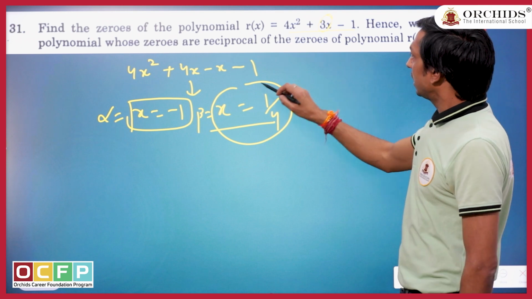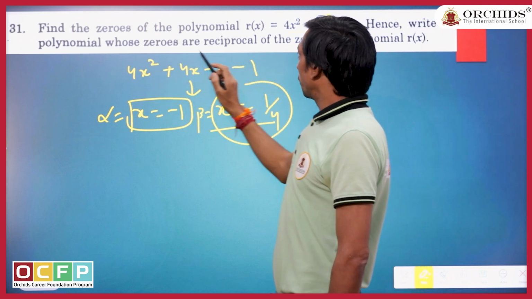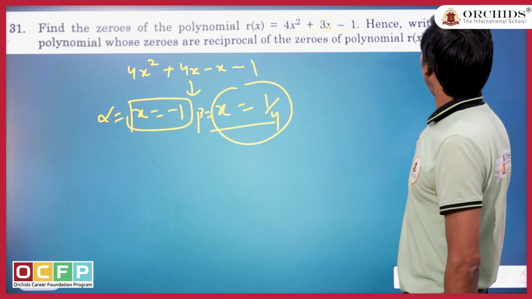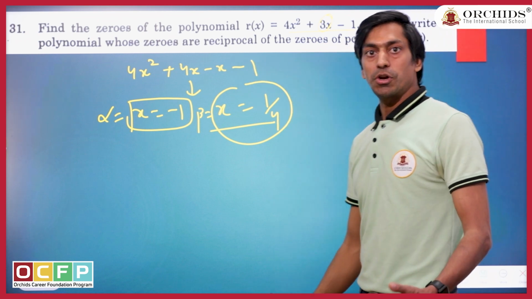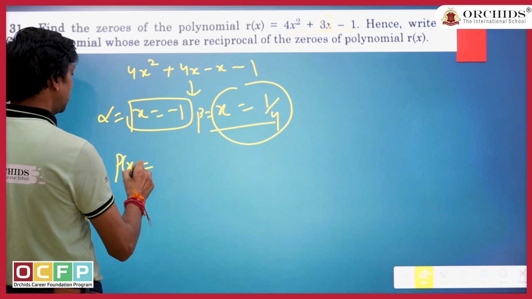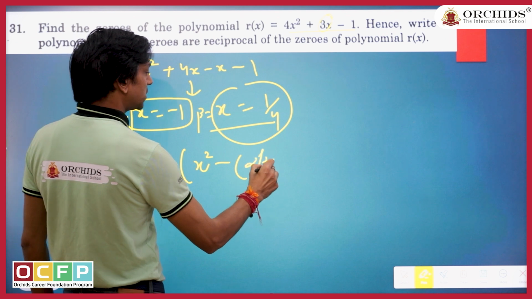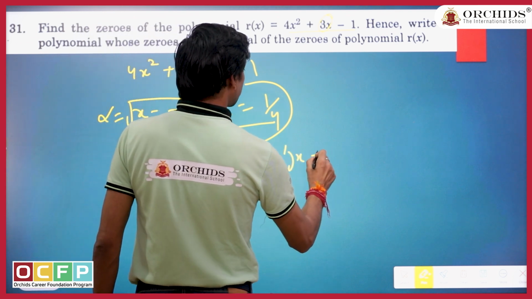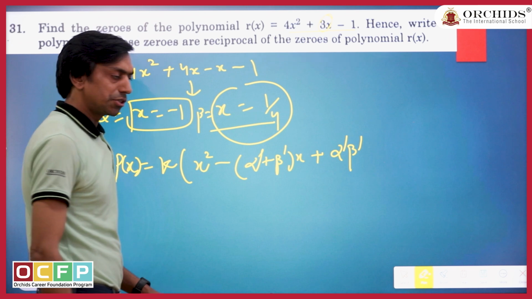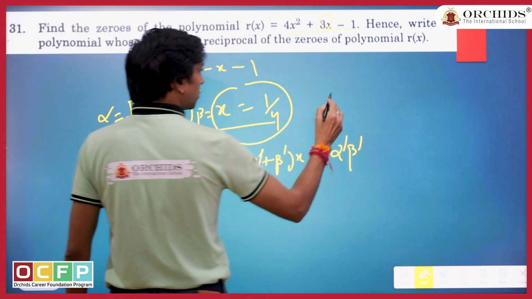Apart from that, they are saying that we have to write the polynomial whose zeros are reciprocals of the zeros of the polynomial R(x). Now the new polynomial we have to design. So let that polynomial be p of x, which is equal to k times x square minus (alpha prime plus beta prime) times x plus alpha prime beta prime. Prime I am taking for the zeros which are new zeros. And what are alpha prime, beta prime? So that is the reciprocal of these.